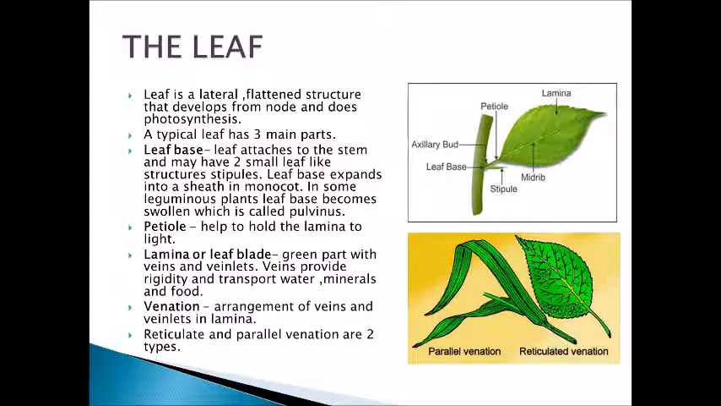Now, a typical leaf has three main parts. Leaf base. Leaf base is the part where the leaf attaches to the stem. Here you can see, this is the leaf base. This is the petiole and the leaf is joining to the stem. This point where the leaf joins the stem is called the leaf base.